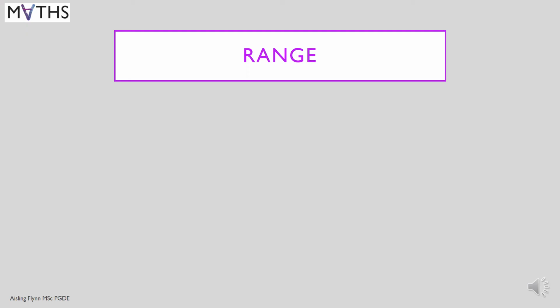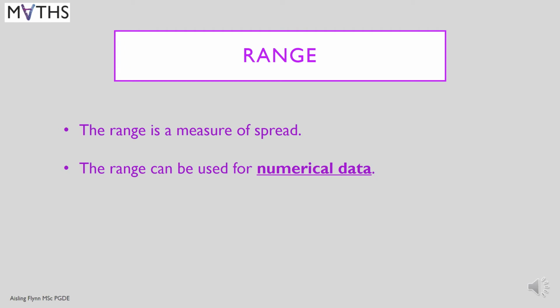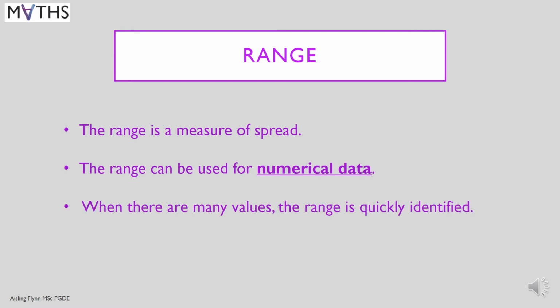Okay, so continuing with range. So it is a measure of spread. Are the numbers very close together, or are they wide ranging from very small to very large? Okay, the range can be used for numerical data, obviously because you have to rank them from small to big. When there are many values, the range is quickly identified, so that's an advantage. However, the range can be skewed by outliers.